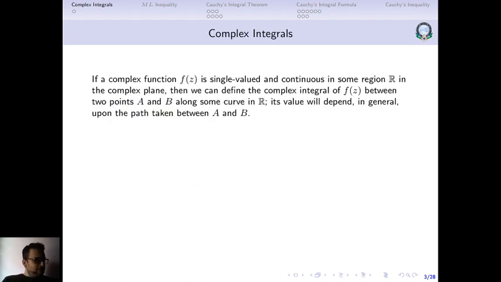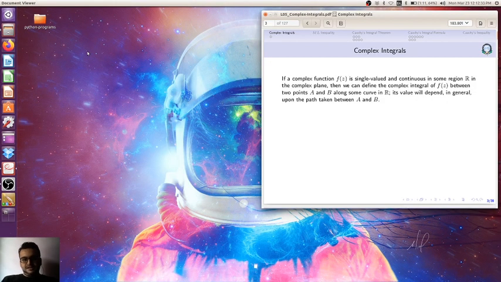So without further ado, let's just briefly go through what complex integrals are. If a complex function f(z) is single valued and is continuous in some region R in the complex plane, then we can define a complex integral of f(z) between 2 points a and b along some curve in R, and its value will in general depend upon the path taken between a and b. So let's see how this works.